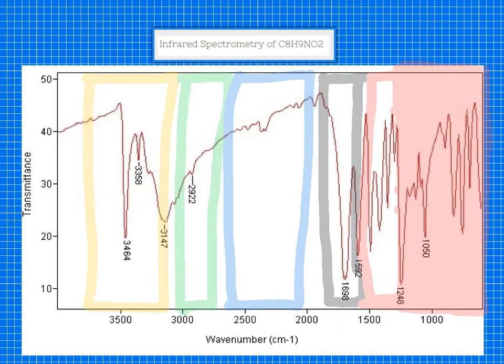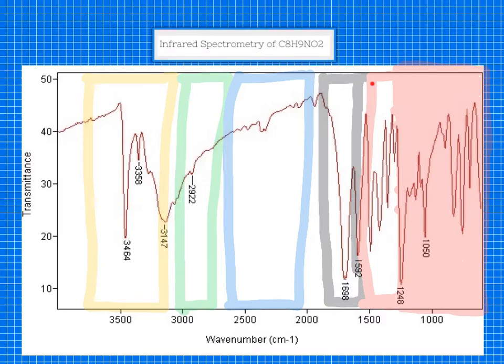This next region, which I've marked in the gray, is where we will get a peak if we have a carbonyl in our molecule. As we see here, right at the 1698 mark, we see that we have a carbonyl in the group, so that's C double bond to O.